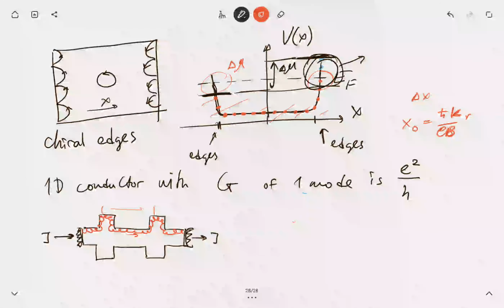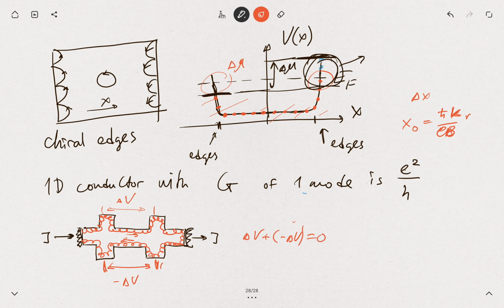So you will have a voltage drop of delta V here, and then it keeps going, and now it counter-propagates, it goes in the other direction. So here you will have the minus delta V voltage drop on this side, and they will cancel each other. So delta V plus minus delta V will be 0. So there is no voltage measured on those terminals. So that's why you will get this Rxx 0, rho xx 0, and sigma xx 0.